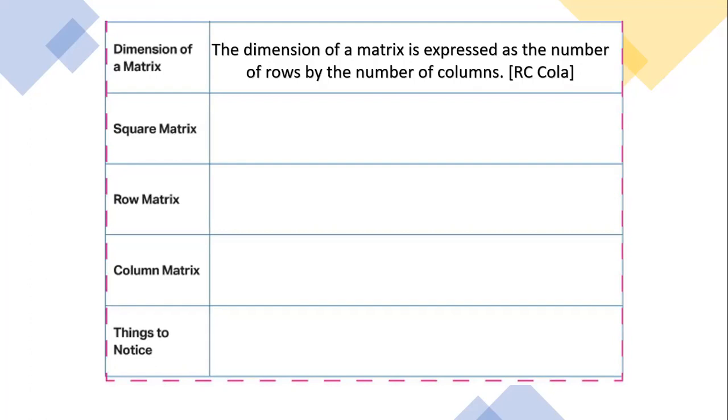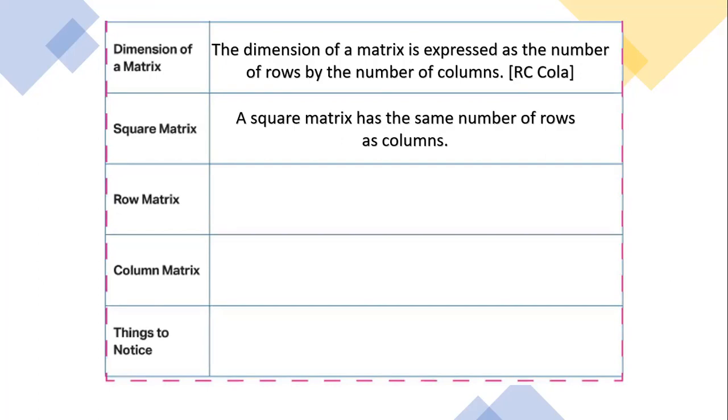All right, so square matrix. A square matrix, just like a square, has the same length and width. So square matrices have the same number of rows and columns. That's why it's called a square matrix. Square matrices are important because there are certain things that you can do with square matrices that you can't do with a regular matrix.